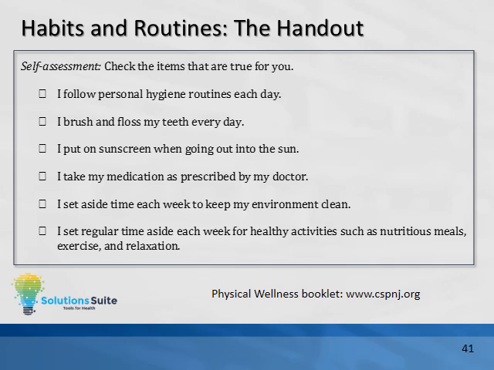During this lesson, the participants break into small groups and complete a habits and routines checklist. This checklist includes items like I brush and floss my teeth each day and I put on sunscreen when going out in the sun. The checklist comes from another guide which could be used as an additional resource. This other guide is called Physical Wellness and it can be obtained from the website for Collaborative Support Programs of New Jersey, which is www.cspnj.org. The Physical Wellness booklet is located in the Resources section of that website.